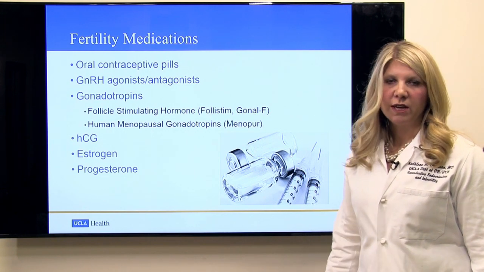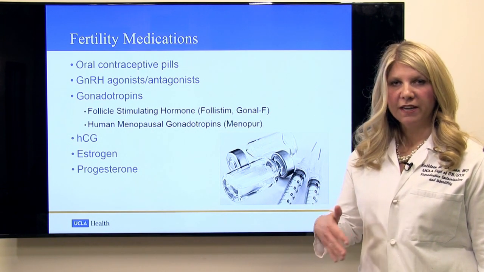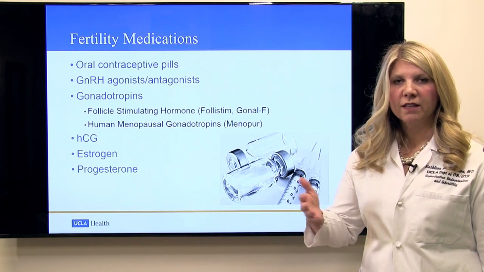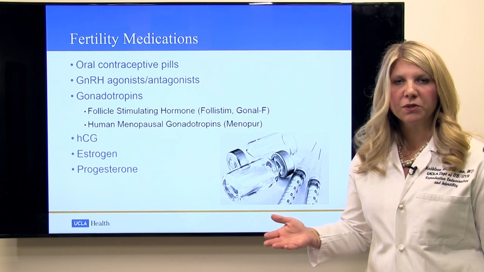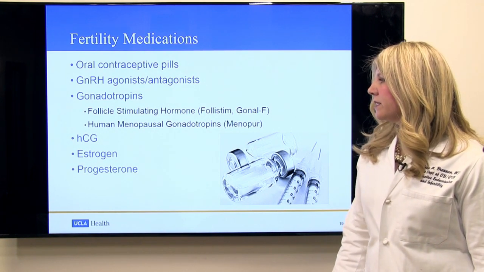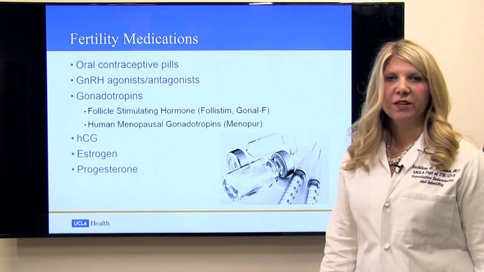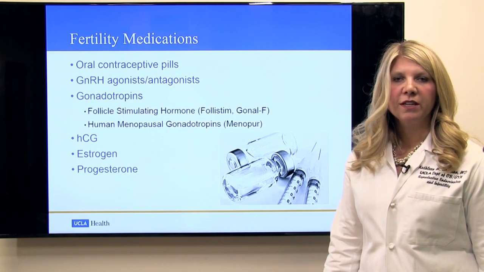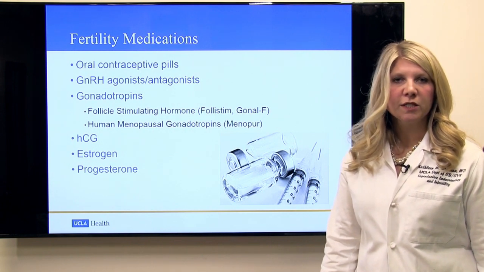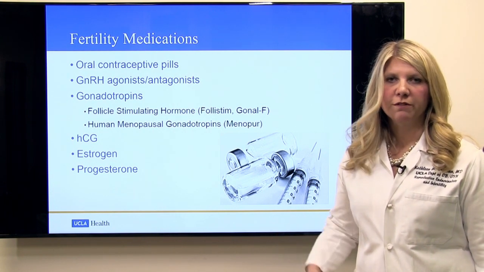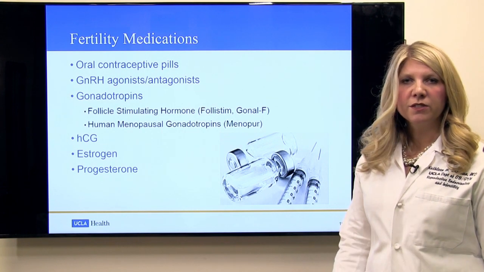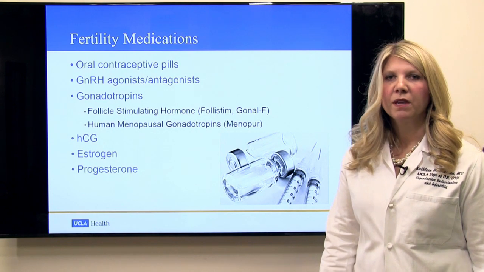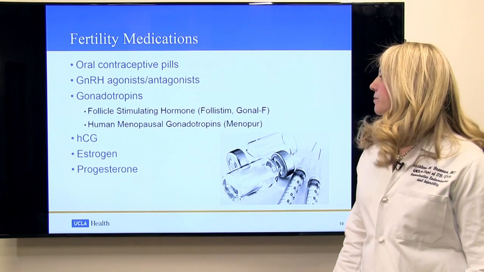HCG is another medication that we use to cause the final follicular maturation to occur and to then allow us to retrieve mature oocytes. This shot is sometimes referred to as the trigger shot in an IVF cycle. Estrogen and progesterone are then used for an embryo transfer, whether it's done in a fresh cycle or in a frozen embryo transfer cycle. And this is just to support the pregnancy and to help the endometrial lining become hospitable for an embryo.